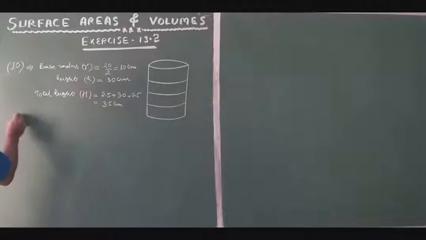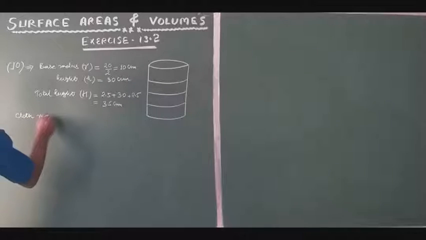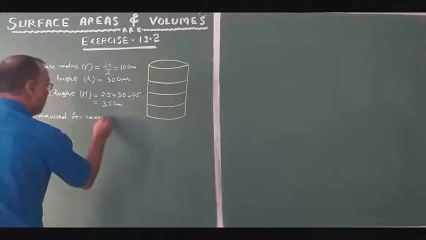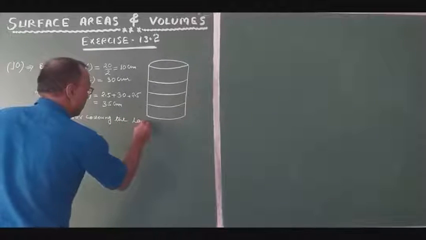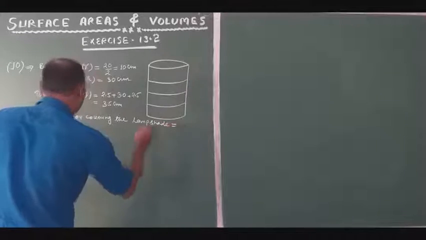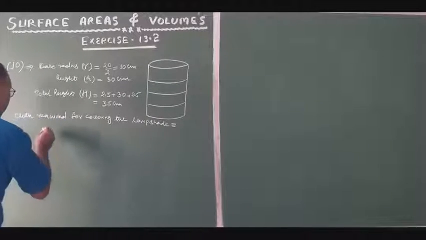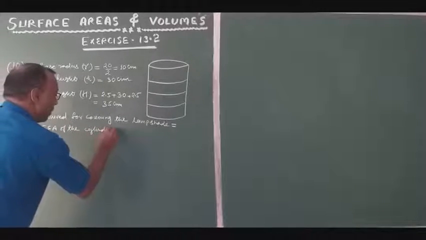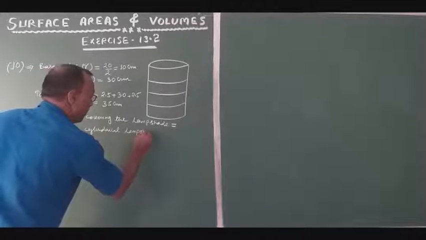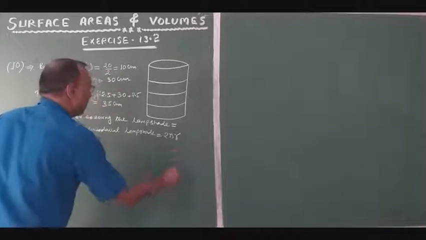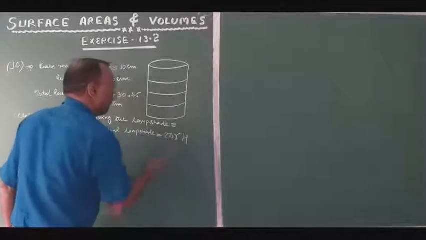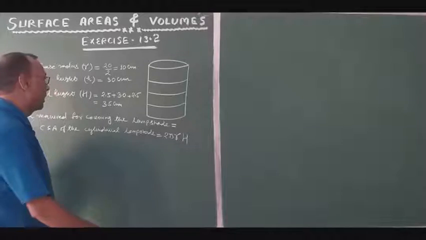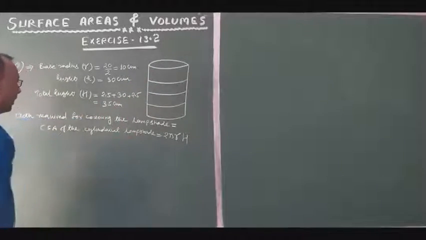Cloth required for covering the lamp shade will be the CSA of the cylindrical lamp shade, and this will be 2 pi r, and now the H will be this capital H, because 2.5 is the margin at the bottom, and 2.5 is the margin at the top side, and 30 was in the middle. So that capital H we will take here as the height.